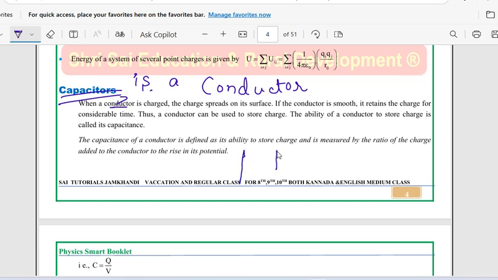Suppose these are the conductors. Let us consider this is positive Q charge and this is negative Q charge. I have told you that a capacitor is a device that stores electric charges in the form of electric potential.